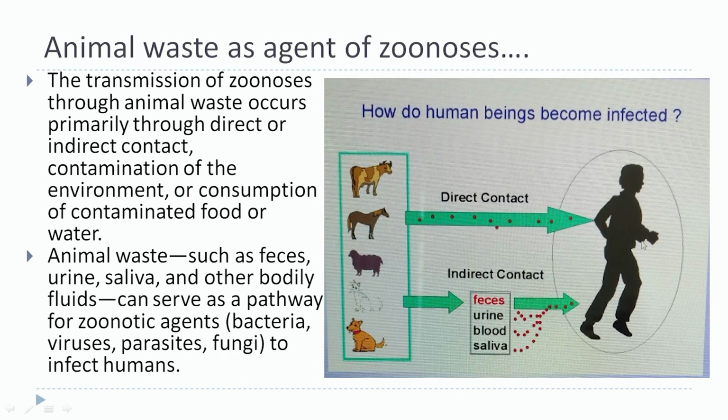The transmission of zoonoses through animal waste occurs mainly through direct contact, as you can see. However, the transmission of diseases from animal to animal also occurs through indirect contamination. For that, animal waste like feces, urine and different types of body secretions serve as a pathway for transmission of different zoonotic agents like bacteria, viruses, parasites and fungi.